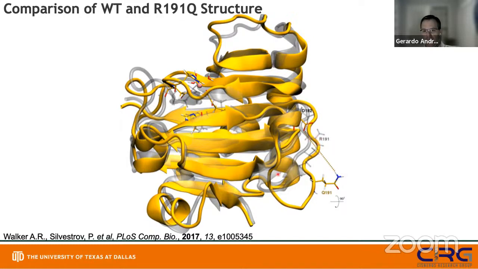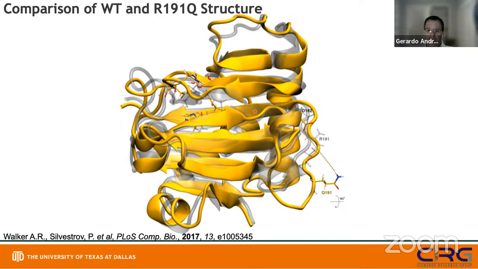Arginine 191 forms a network of hydrogen bonds that keeps this loop tightly packed together to the rest of the structure, to what's called the jelly roll fold. However, when that arginine is mutated to a glutamine in the prostate cancer mutant, this loop falls apart because the hydrogen bond network has been ablated.